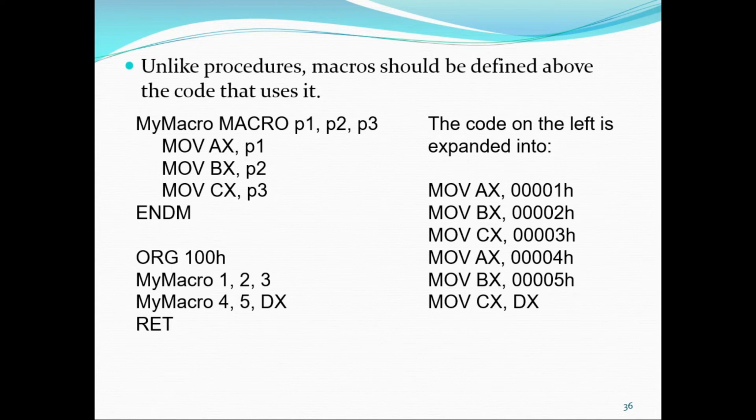There is a code explanation output on the right side of this code. The first three lines are the output when the macro is called with 1, 2, 3 as parameters, and the last three lines are the output when the macro is called with 4, 5 and the dx value.